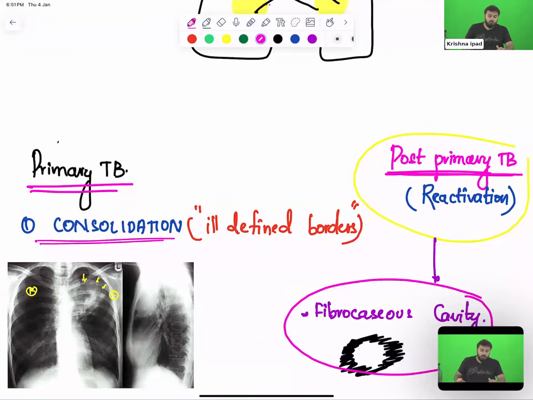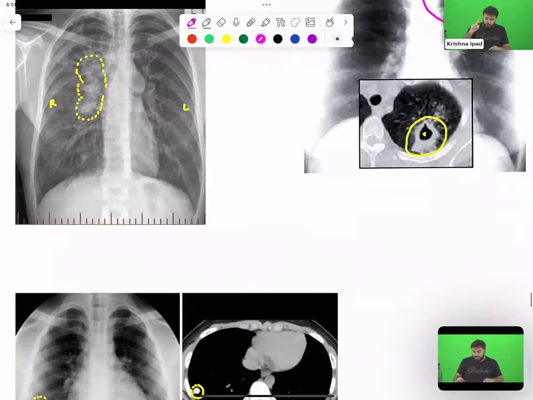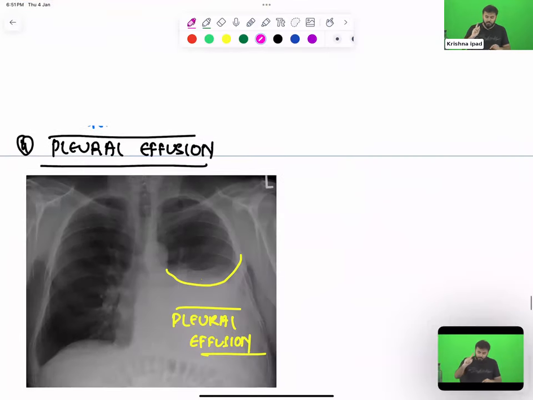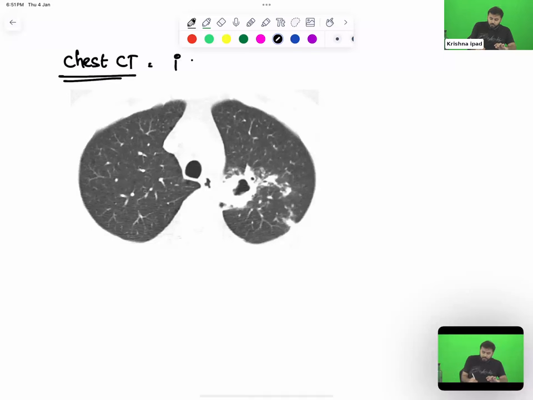Okay. Now, we are done with these X-rays over here. Now, the last important finding I will tell you, and then we will jump onto the X-rays. Whenever you are taking a chest CT scan in a patient of primary TB, in the sense a fresh case of TB, what will you find is that you will see this reaction.